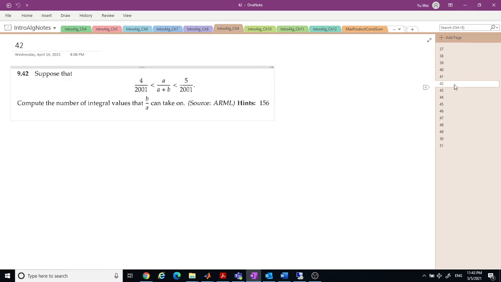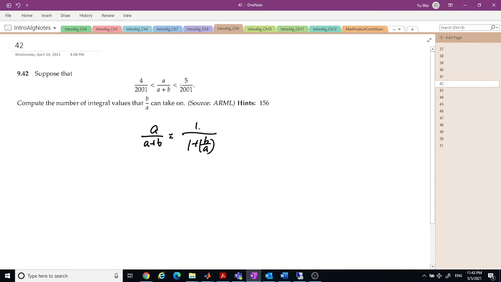Okay, 42. So a is less than this. Compute the number of integral values this one can take on. Let's convert the middle one. Let's divide by a, so it's equal to 1 plus 1 over b over a. So you can see we have this, right? So it's less than, let's divide by 5 on both the numerator and the denominator, this, and also greater than the other.